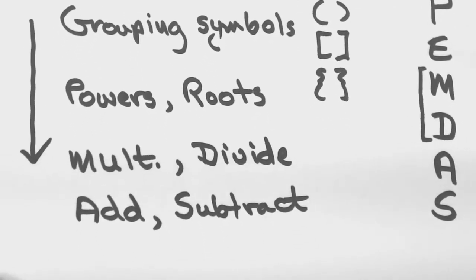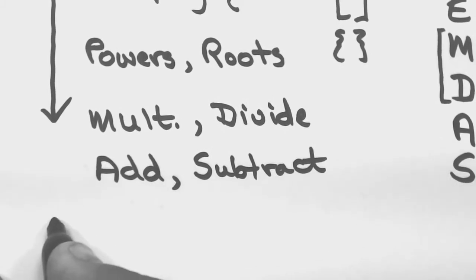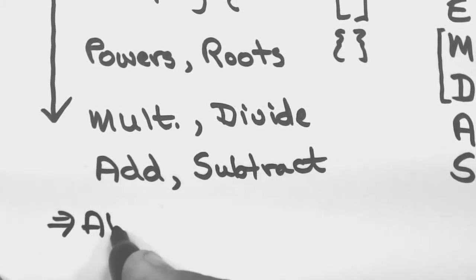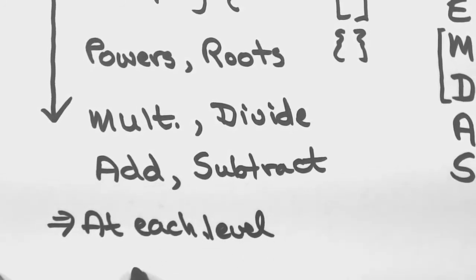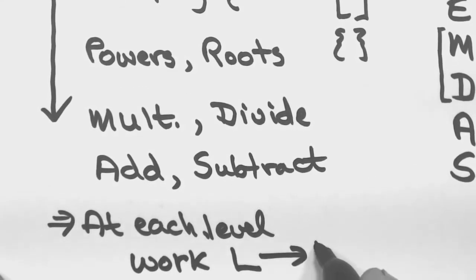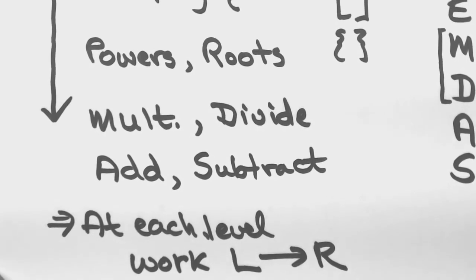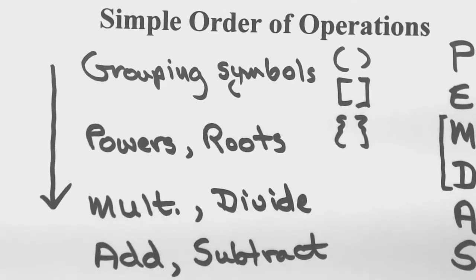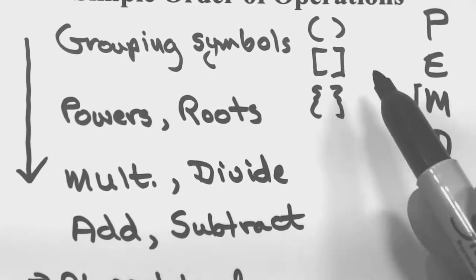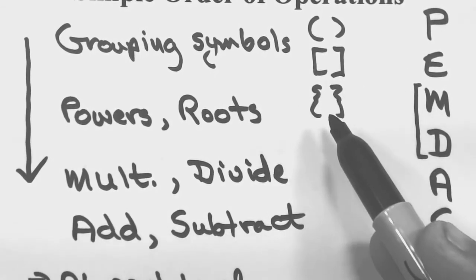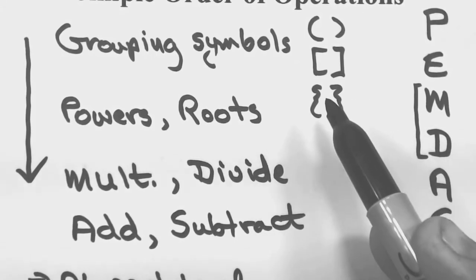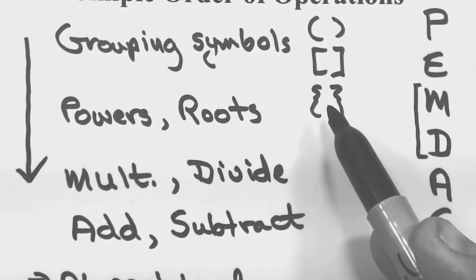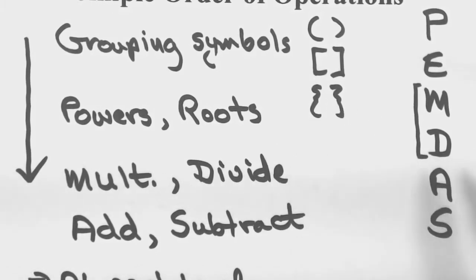So a very important thing to understand about all this is that at each level, work from left to the right. Okay, so let's go up here. Anything in grouping symbols, and they could be the parentheses, the square brackets, or the curly brackets, any one of these three, you would have to do what's inside of them first. Once you get that down to a single number, then you move on.